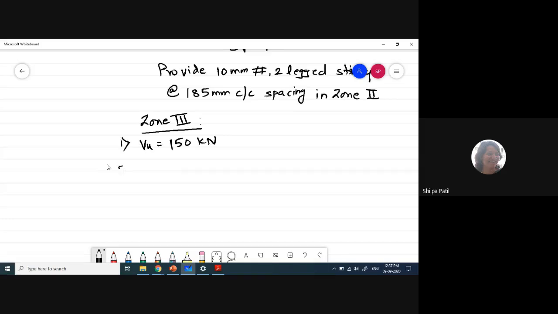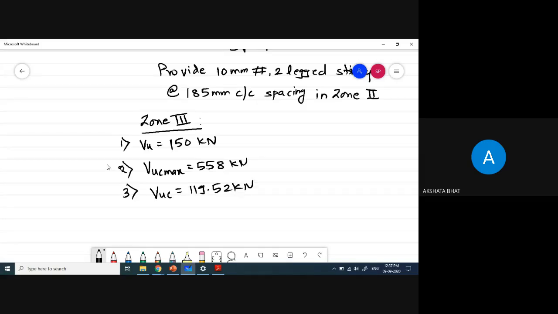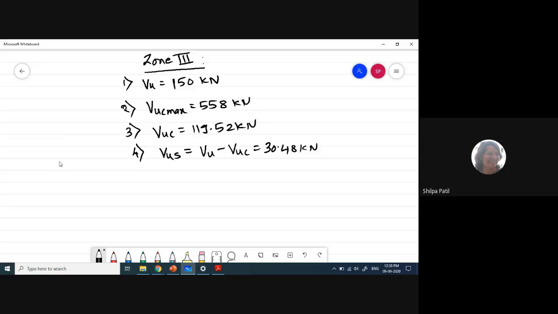This is the shear force. Second, tell me the values quickly. VUC max: 558 kilonewton. Third, VUC: 119.52. Fourth value will be changed now. That is VUS, right? Yes, it is 30.48. VU minus VUC, 30.48. See the value, it is very less as compared to the zone 1 value.